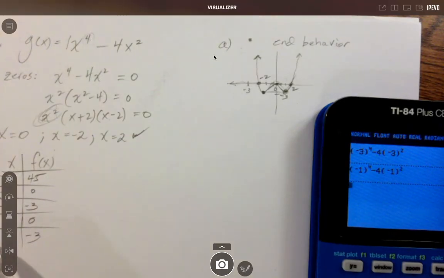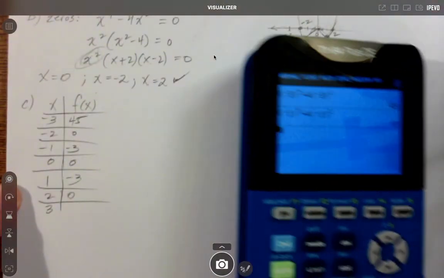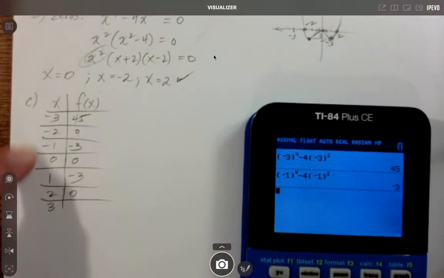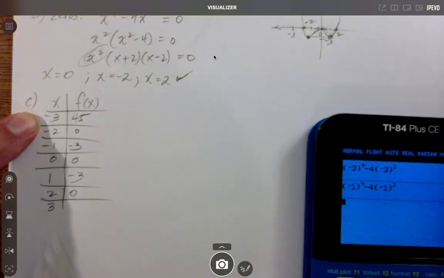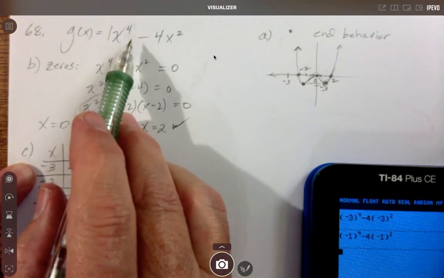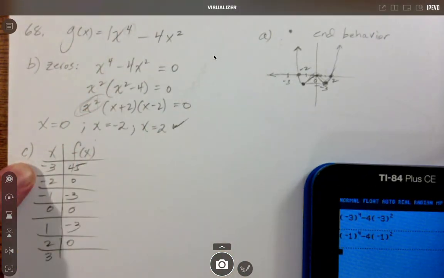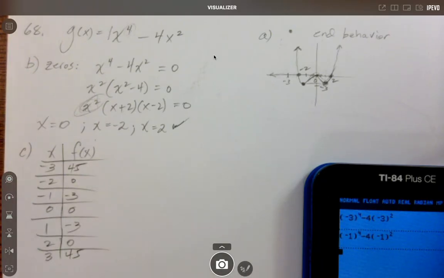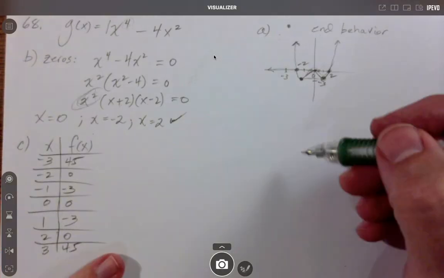And then 2, I know what happens. 2, I get 0. And at 3, let's see, what do I get? Well, I'm going to get the same as -3, aren't I? Because both these are even powers, right? So at 3, I'm going to get 45 again. So I can draw a little more detail now.